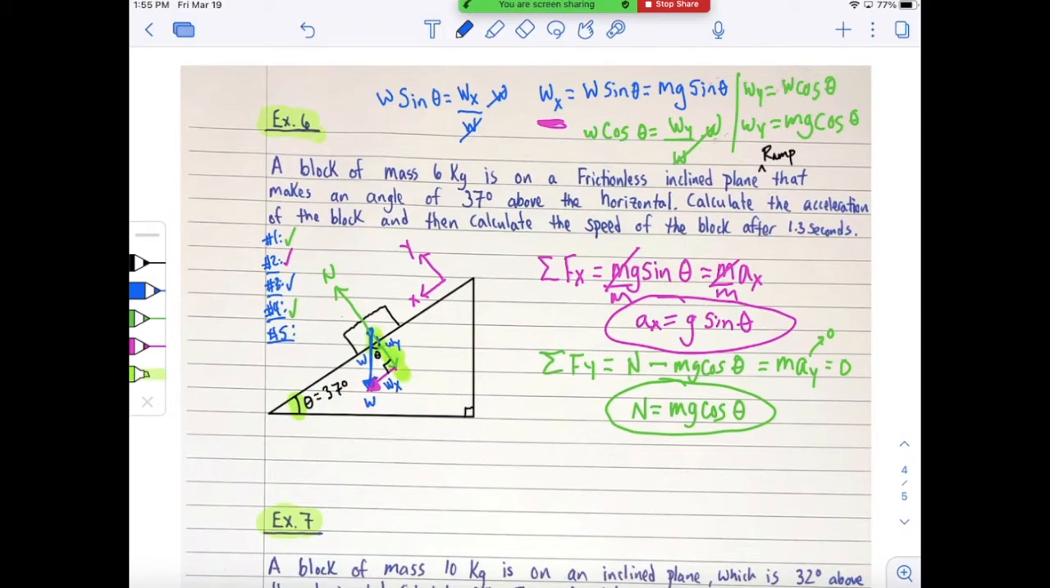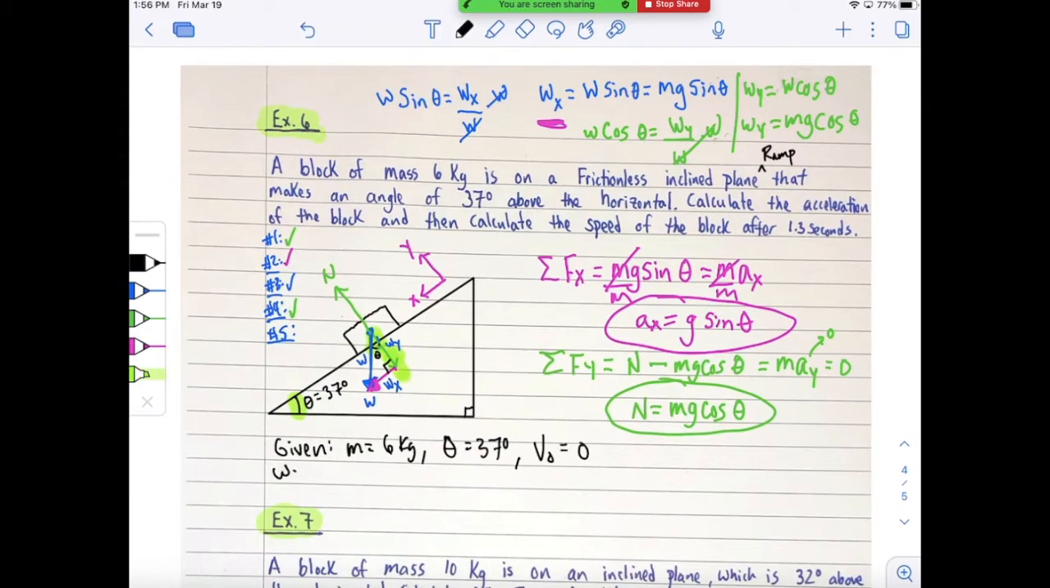So I'm going to write out down here givens. So it says, let's go back here. A block of mass 6 kilograms. So that's m equals 6 kilograms. Frictionless plane, angle theta is 37 degrees. So you better be in degree mode for this one. Calculate the acceleration of the block and then calculate the speed. And the other thing I'm going to say is this block starts at rest, so v0 is equal to 0.